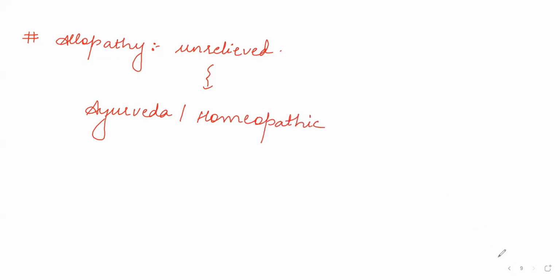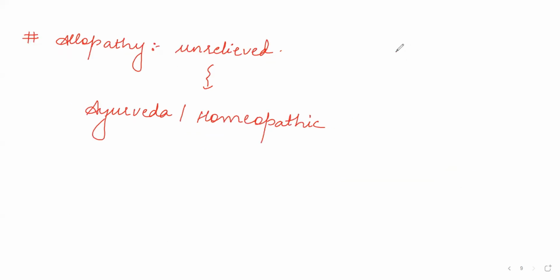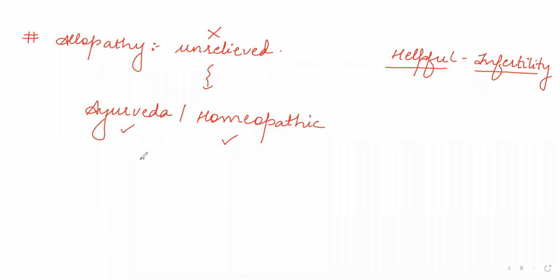So the plan of treatment is, number one, a diet plan associated with exercise, associated with biotin vitamin tablets and protein diet. And with respect to tablets and medicines, allopathy, that is modern medicine, if it is helpful, well and good. That's fantastic. And it will be mostly helpful for infertility. But if allopathy is not relieving the patient, then the final line of treatment should be Ayurveda or homeopathic medicine, which the expert doctor in your neighborhood can guide the patient better.